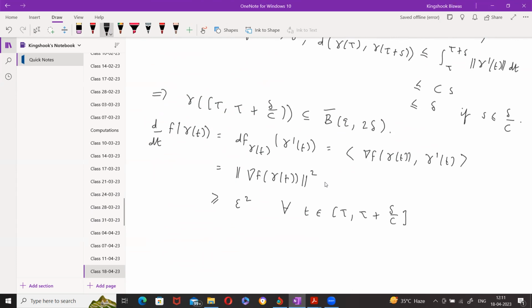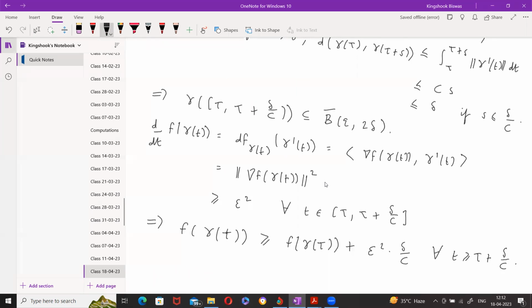Okay, so that implies that f of gamma t is greater than or equal to f of gamma tau plus epsilon squared times delta over c, for all t bigger than tau plus delta over c.